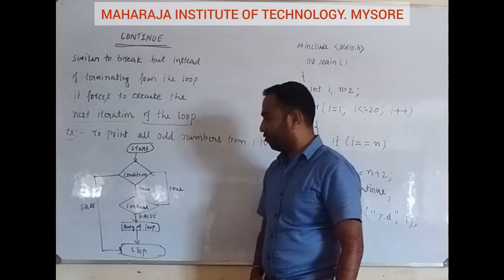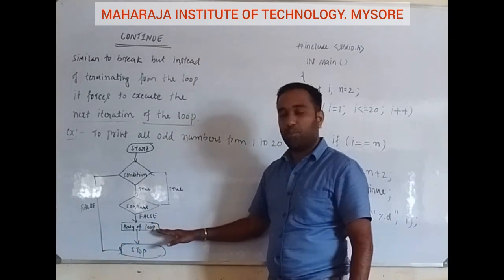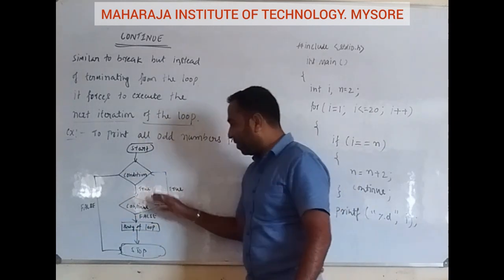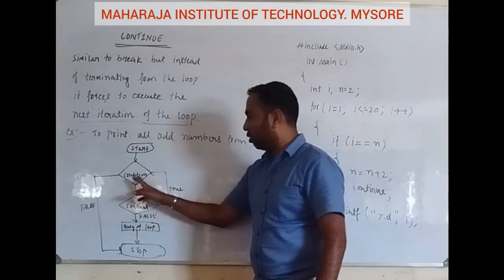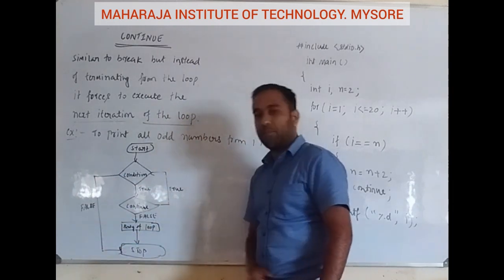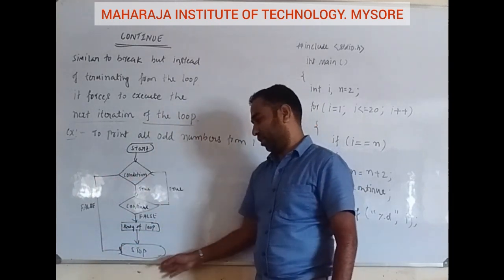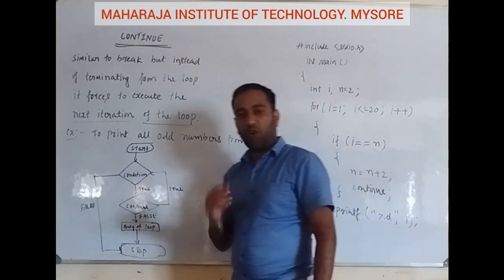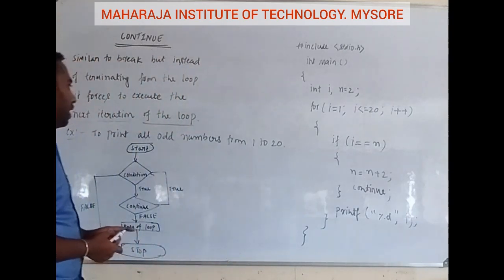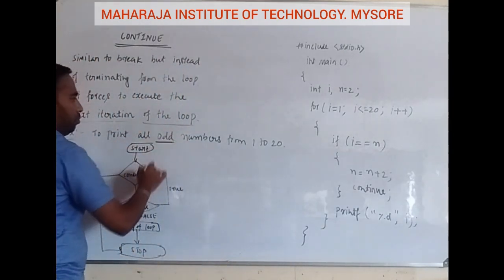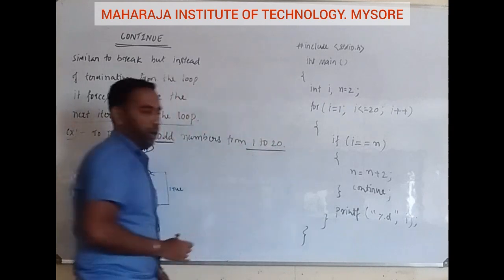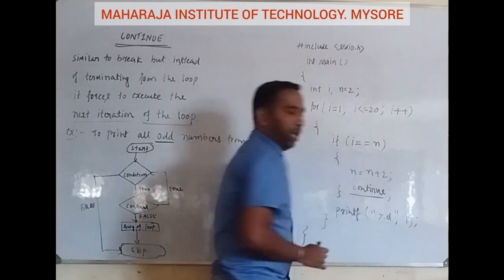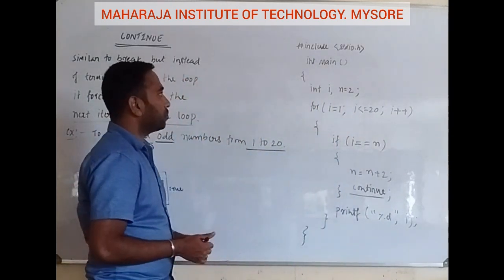If the continue statement is false, then it will execute the body of the loop. If the condition itself fails, it will not execute the statements, and it will terminate and come out of the program. This is a simple flow chart for the continue statement. For example, I am going to write a program to print all odd numbers from 1 to 20. We'll see how the continue statement executes in this program.